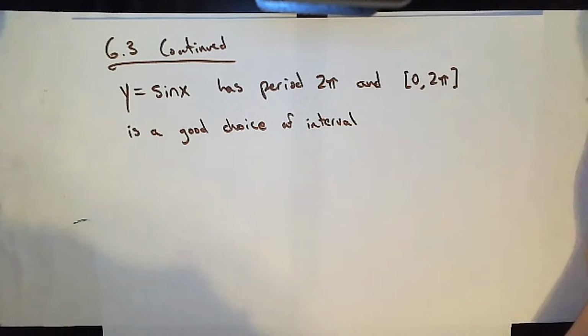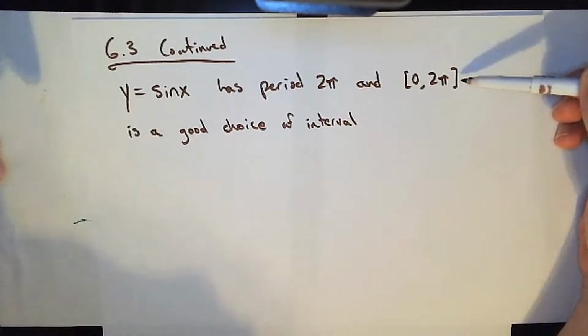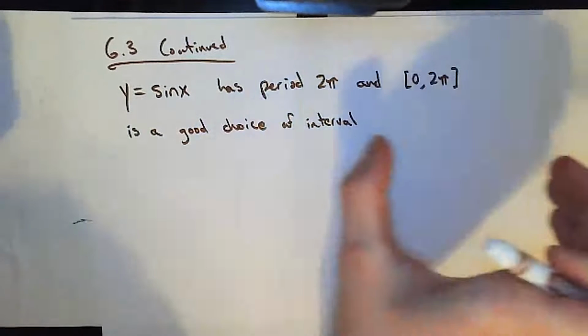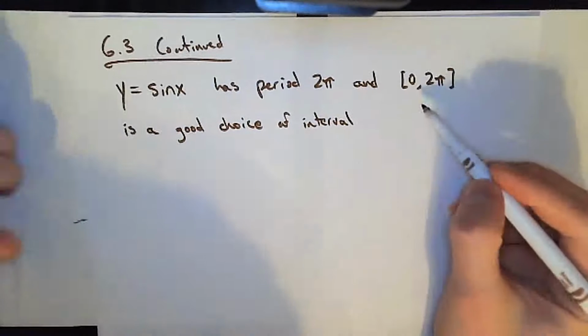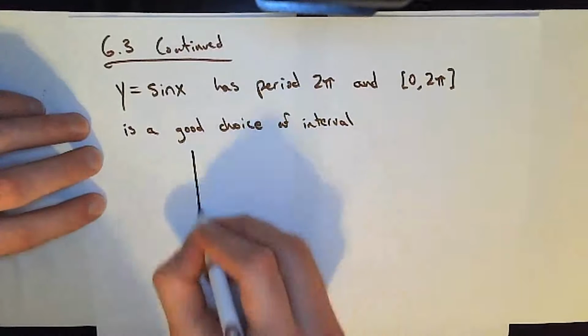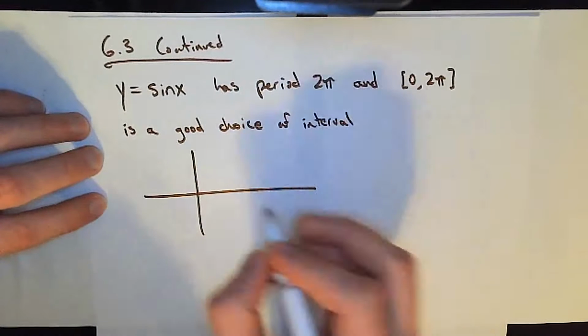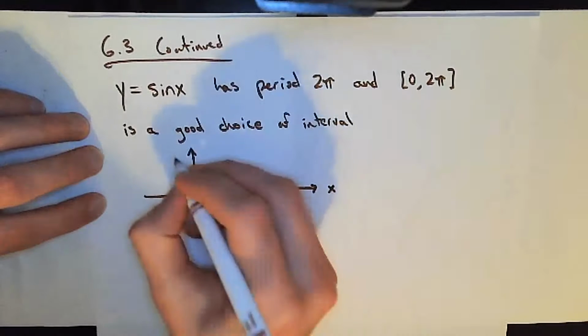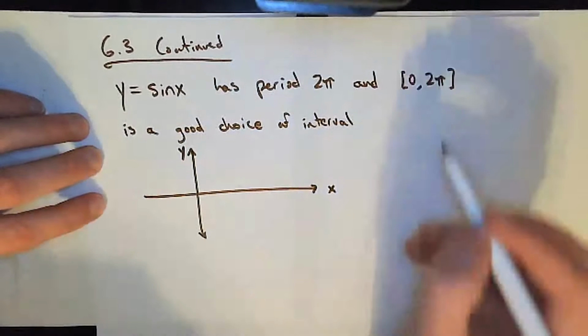So this doesn't really seem necessary to point out here, but when you start shifting these things left or right, then it's helpful to point out the interval where you're going to graph it. Let me go ahead and graph this, by the way. So one period, an appropriate, good choice of interval, would be 0 to 2 pi.